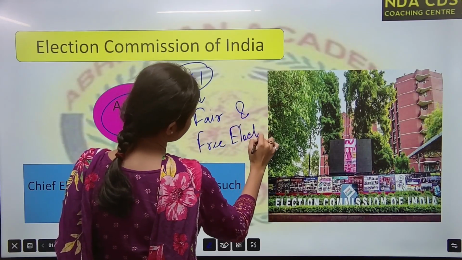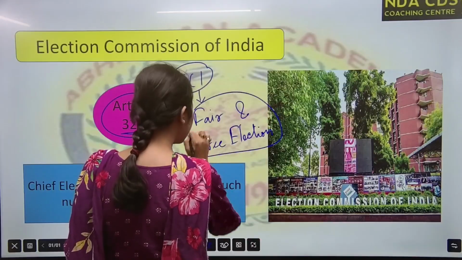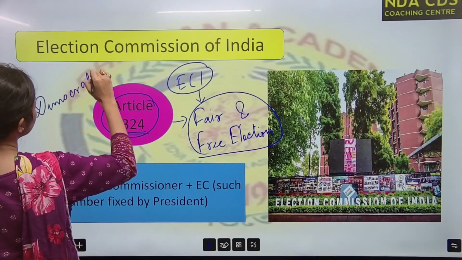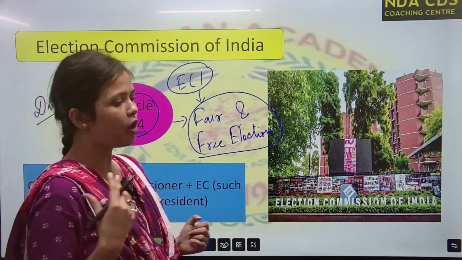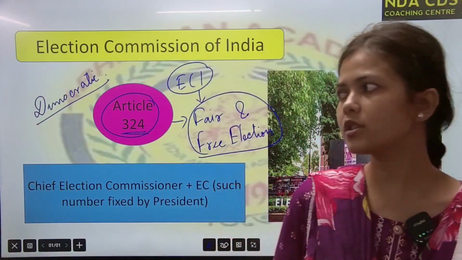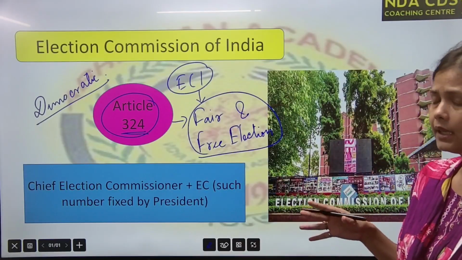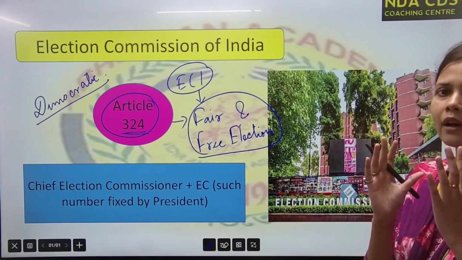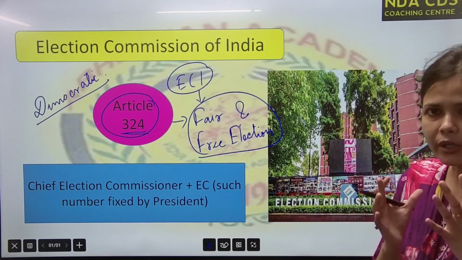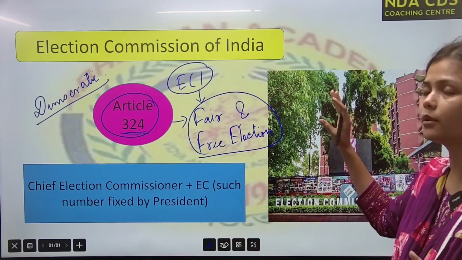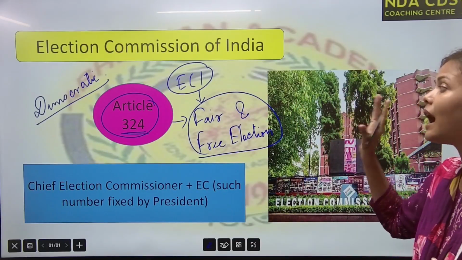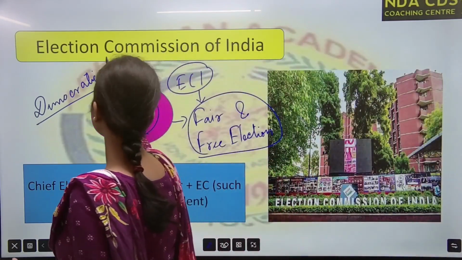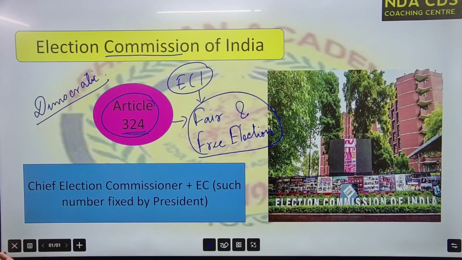This is our basic structure. We as a democratic nation, it is the responsibility of the government or the legislature to conduct elections freely and fairly. So for that we have a particular body, and that body is known as the Election Commission of India, and it is in Article 324.